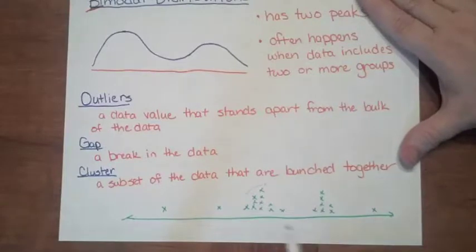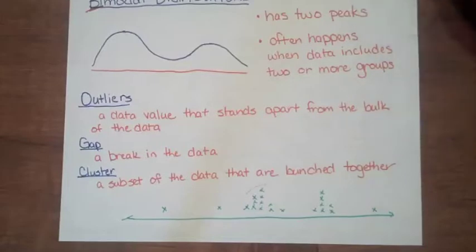And once again, when you have clusters like this, it may mean something significant, and you need to look further into the differences in those groups of data, because maybe there's something going on that you didn't expect. Okay, we will have some activities to hopefully help us identify the different kinds of distributions and how they happen, and I will see you in class.